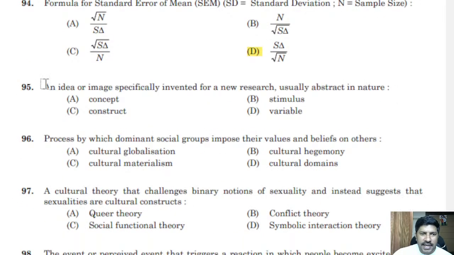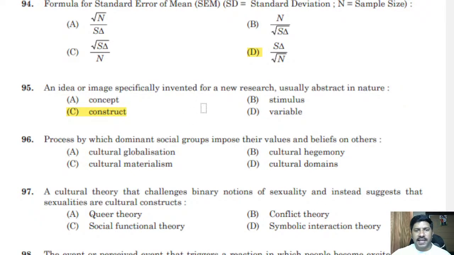Then an idea or image specifically invented for a new research, usually abstract in nature. The 95th correct answer is option C, that is construct.